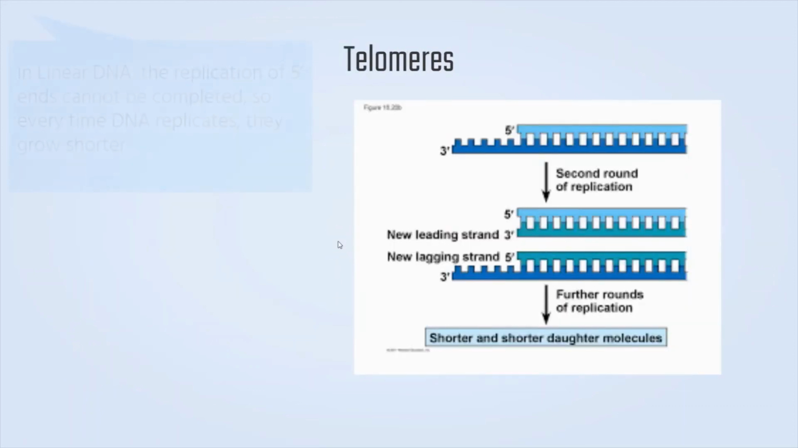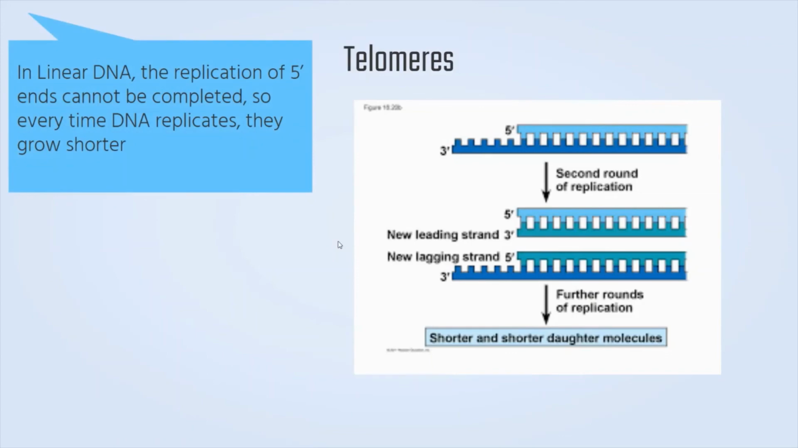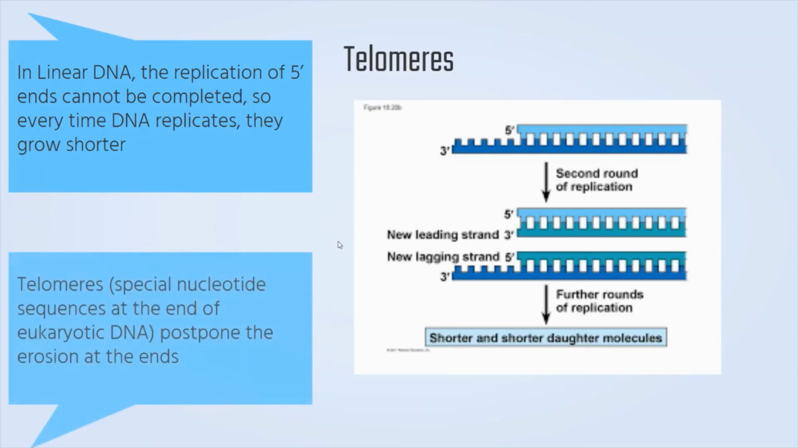Now let's talk about telomeres. In linear DNA, the replication of 5' ends cannot be completed, so every time DNA replication occurs, they will grow shorter. As a result, the cell will require telomeres, and these are special nucleotide sequences at the end of the eukaryotic DNA, and this will postpone their erosion at the end.